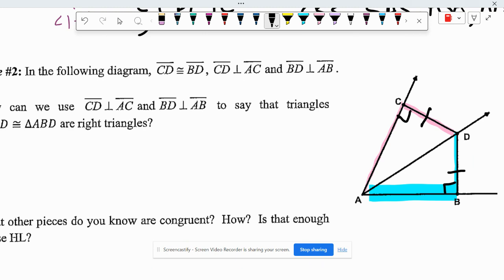Okay. So the first question says, what can we use to say that those two triangles are just right triangles? Because I can't use the hypotenuse leg unless I state that I have right triangles. So what of the given statements lets me know that I have two right triangles? So this is my given statements right here. Of the things that were given to me, what two pieces of information tells me that I have a right triangle?